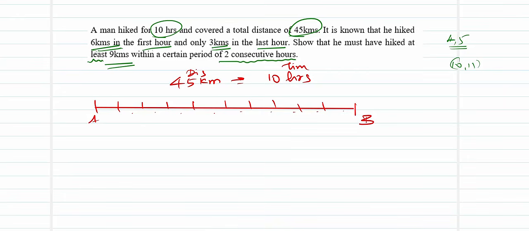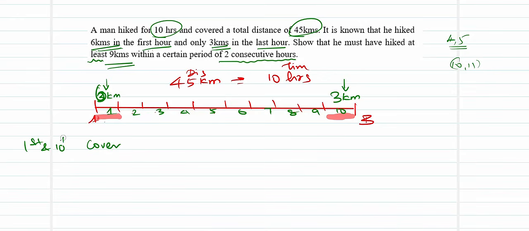Now in the first hour, in this duration, how many units has he covered? And what has happened in the last hour, which is going to be the 10th hour? In the first hour he has hiked for 6 kilometers and in the last hour he has hiked for 3 kilometers. So let us first mark the hours over here: first hour, second, third, 4, 5, 6, 7, 8, 9 and 10. These 2 hours put together, the first and the 10th hour, he has covered 6 plus 3, which is equal to 9 kilometers.